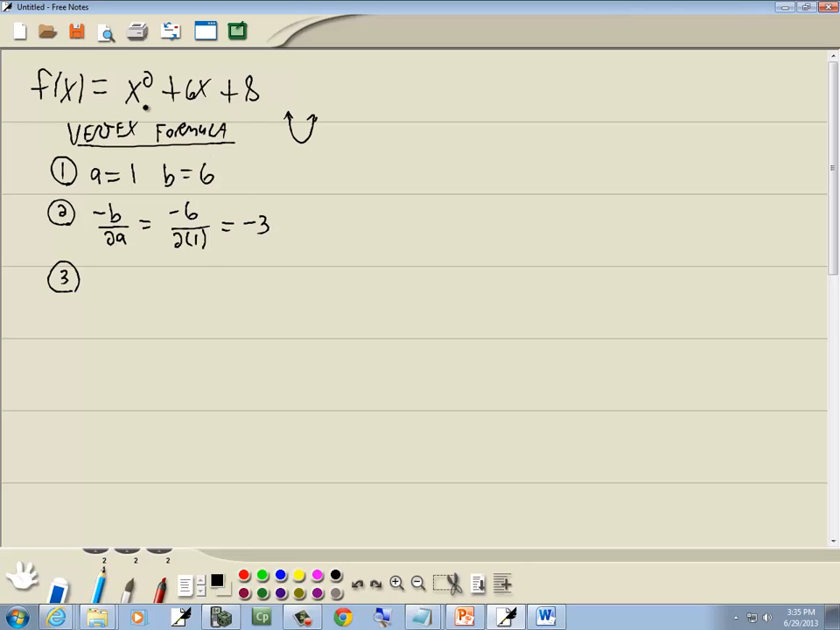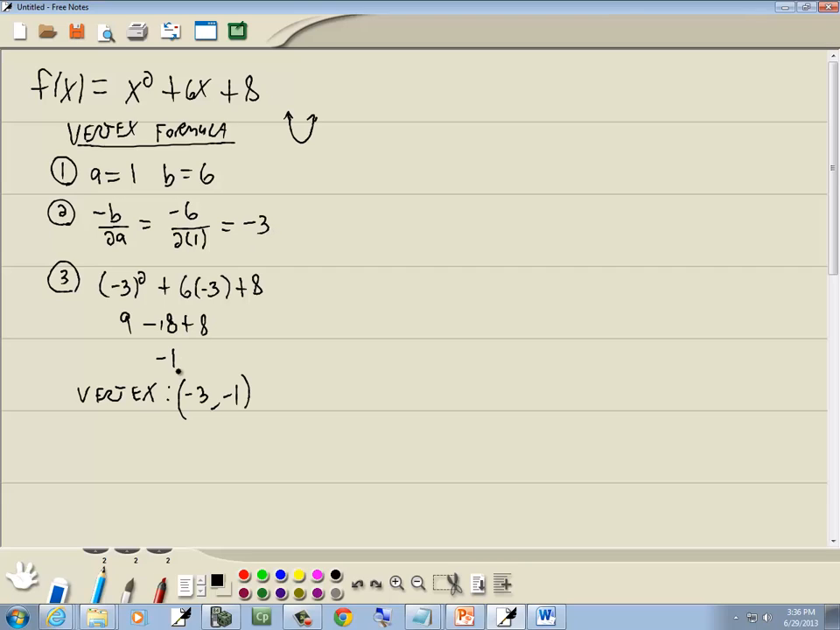We're then going to take that negative 3 and plug it in for x everywhere in our original function. So we've got x squared plus 6x plus 8. So we're going to have negative 3 squared plus 6 times negative 3 plus 8. Negative 3 squared is 9. 6 times negative 3 is negative 18, plus 8. 9 plus 8 is 17, minus 18 gives us negative 1. So our vertex will be negative 3, negative 1.